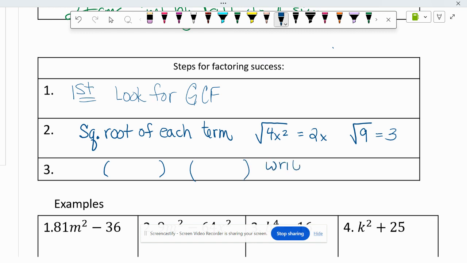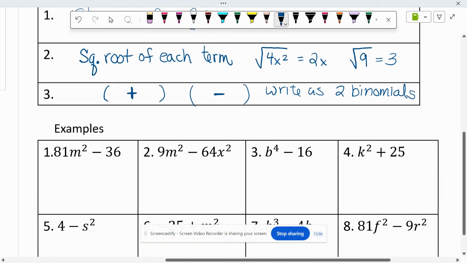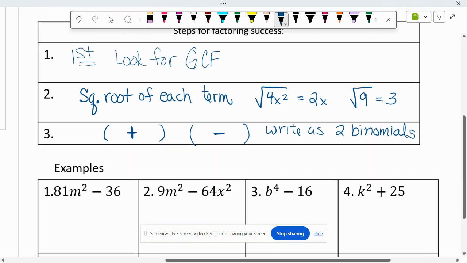Well, I'm going to write them as two binomials. One of them gets a what in the middle? A plus, and the other one gets a minus. Doesn't matter the order. We're going to join them as two binomials. One gets a plus, the other one gets a minus. Okay. So we have 8 examples. Raise your hand if you need more time for this top part.